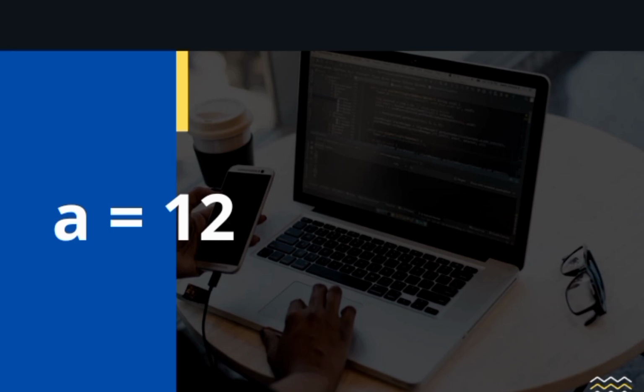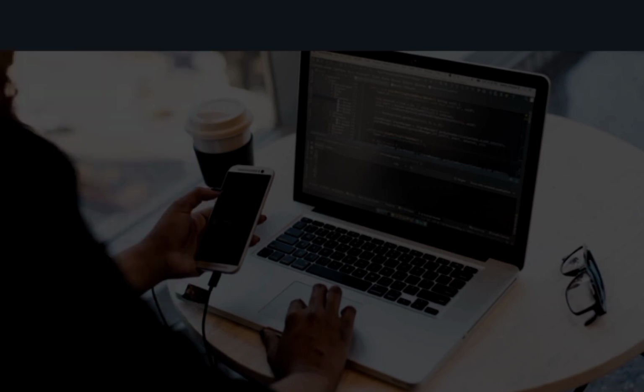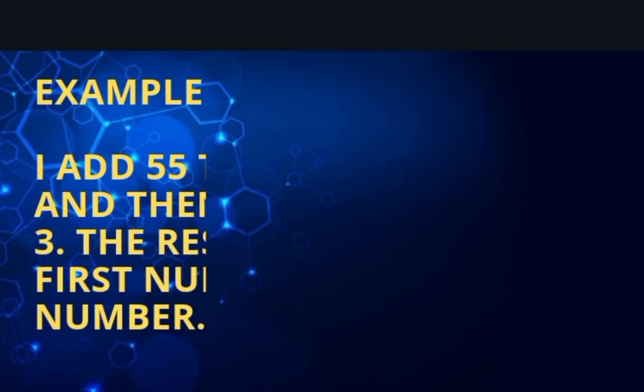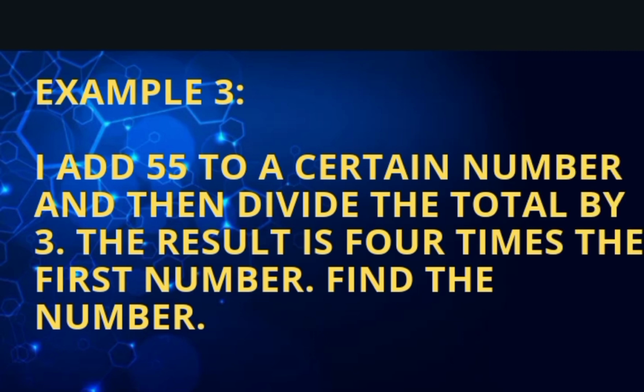So I believe it is getting easier and simpler by the examples, and I believe you will be able to try any other example or question by yourself. However, just to make it a bit clearer, we will take the final example, a little different from the rest. So pay attention and make sure you get the point. So let's say I add 55 to a certain number and then divide the total by 3, and the result is 4 times the first number. So what is the number I thought of?